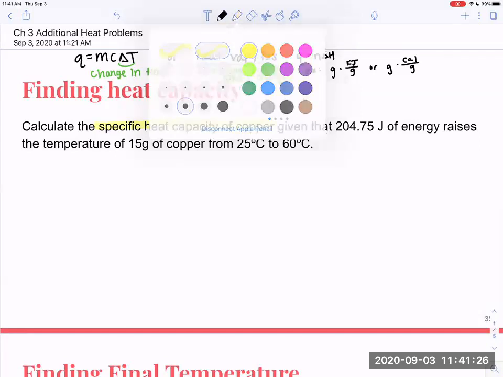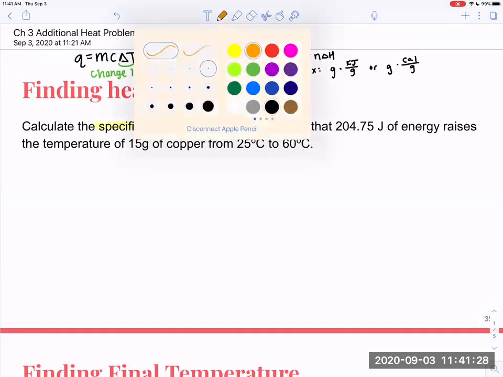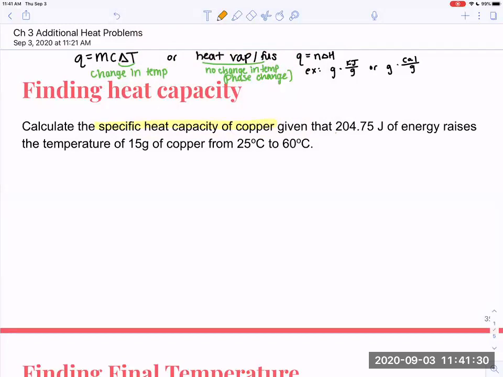And then they're giving us some other information. So let's just underline some information they're giving us. We're given this many joules of energy. You have 15 grams of copper, and you have two temperatures here. So pulling this stuff out is really going to be helpful to be super sure that we're doing the right type of math.